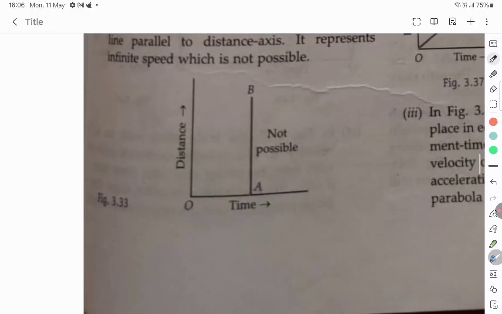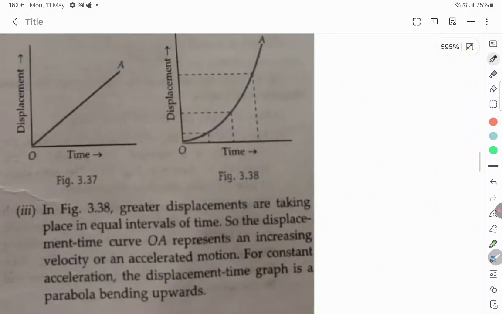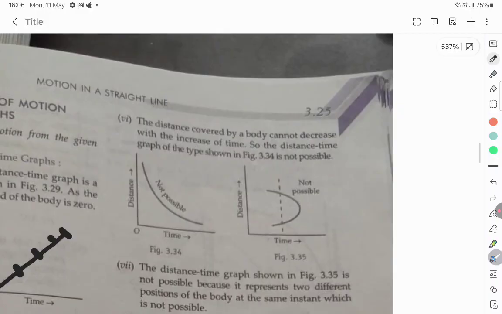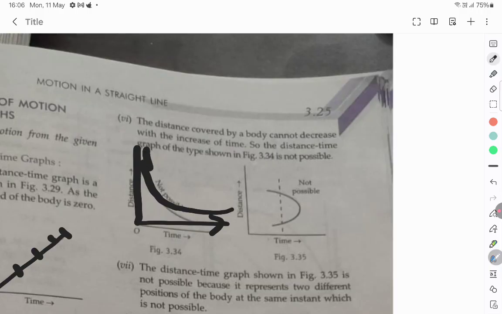Look at this. They have given a distance time graph in which this is not possible. You can't be in various positions at one single time. It's not possible. So let's go to the next graph. The next graph that they gave is this. This is also not possible because the distance is decreasing with increasing time. No, distance will always increase with increase in time. As time progresses, the distance will also increase.